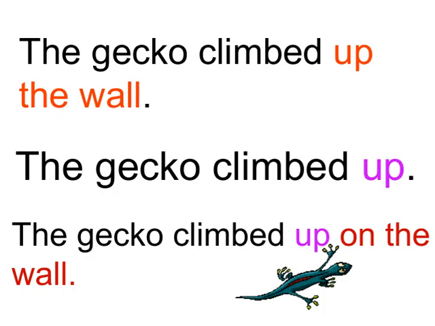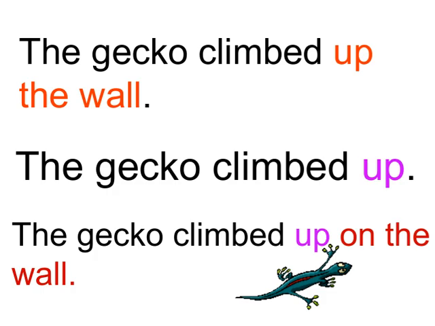Now let's look at this simple but interesting example involving a gecko. You can see the first sentence states, "The gecko climbed up on the wall." This highlights the action of the gecko and specifies where it was climbing, on the wall. The phrase, "climbed up," is a key point here because it emphasizes the direction and movement. Next, the second sentence simplifies it to "The gecko climbed up," which focuses solely on the action without specifying the location. This helps us understand how we can modify sentences to either include or omit details based on what we want to emphasize. Finally, the third sentence reads, "The gecko climbed up the wall."